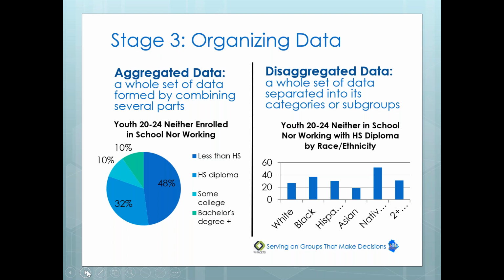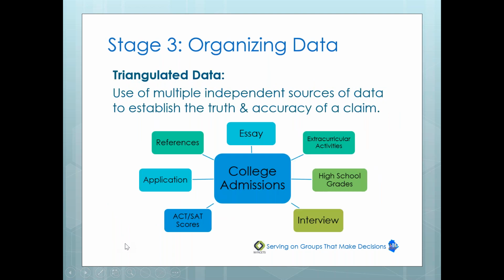But the data is broken down even further to dig in to see who those 32% of students with a high school diploma are by race and ethnicity. On this chart, it looks like the highest number are Native American and the next are Black, African American. So the groups might look at data that is triangulated.